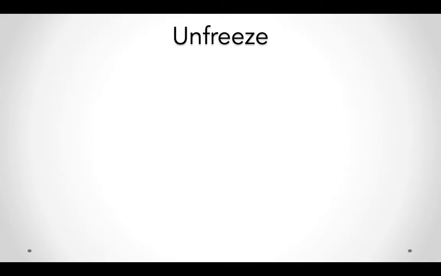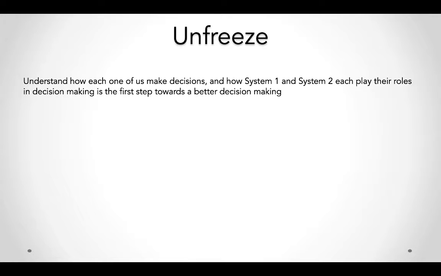So the format we worked during this course was unfreeze, change, and freeze. And by that we meant by unfreezing, understand how each one of us makes decisions and how System 1 and System 2 each play their roles in decision making. So this is the first step of how to be better decision makers, understanding how our systems work.